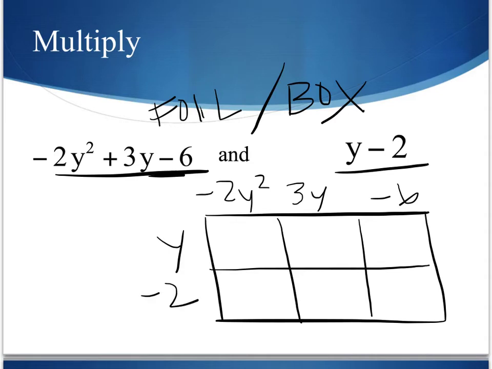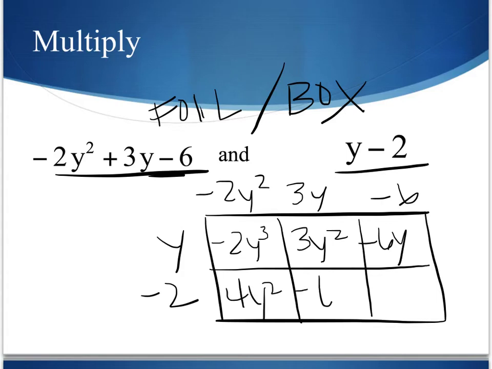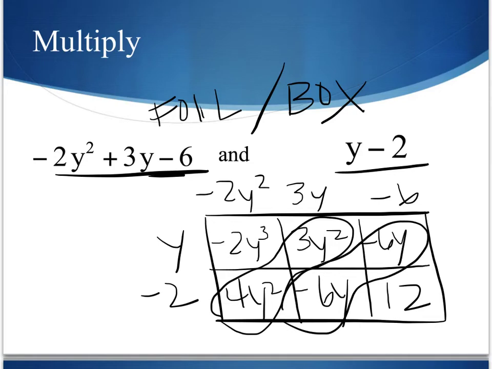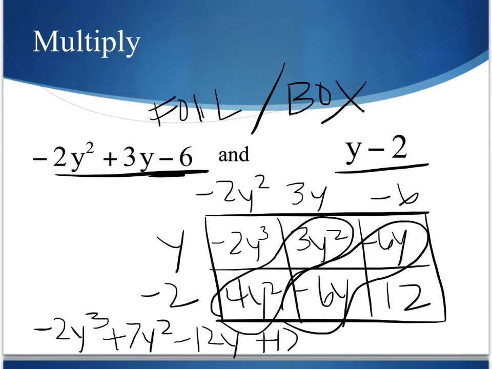So when we multiply it out, negative 2y squared and y, we get negative 2y cubed. 3y and y, we get 3y squared. Negative 6 and y is negative 6y. Negative 2y squared and negative 2 is positive 4y squared. Negative 2 and 3y is negative 6y. And negative 2 and negative 6 is positive 12. Then we combine our like terms here and here. And we end up with negative 2y cubed plus 7y squared minus 12y plus 12.